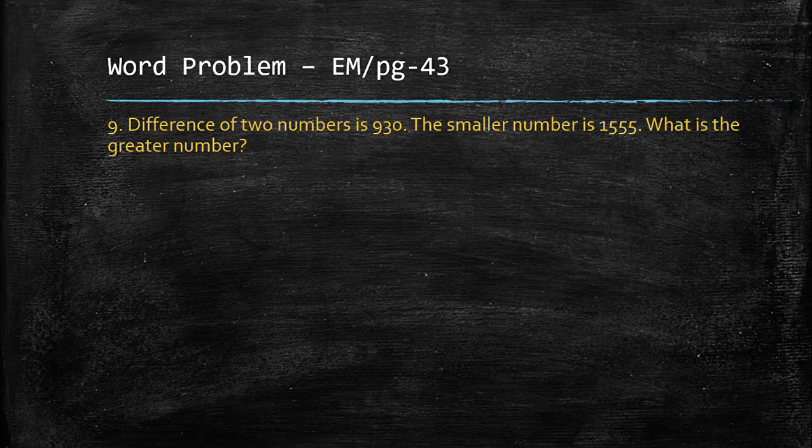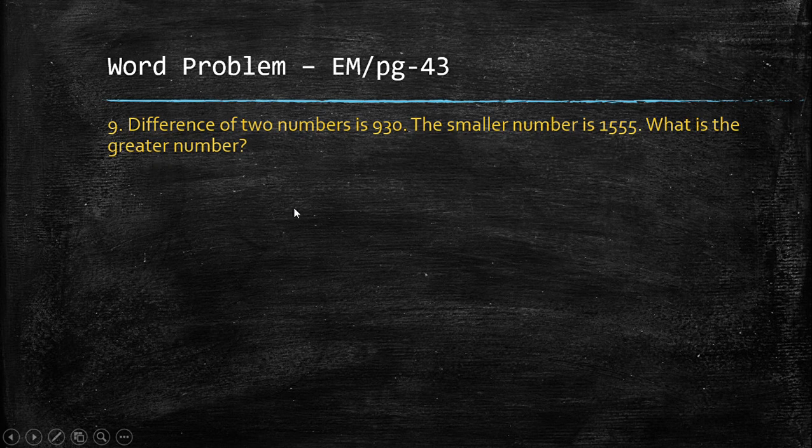The difference of two numbers is 930. The smaller number is 1555. Then what's the greater number? Read the question again. The difference of two numbers is 930 and the smaller number is 1555. Here this is the smaller number and the difference is 930. Then you have to find out the greater number.